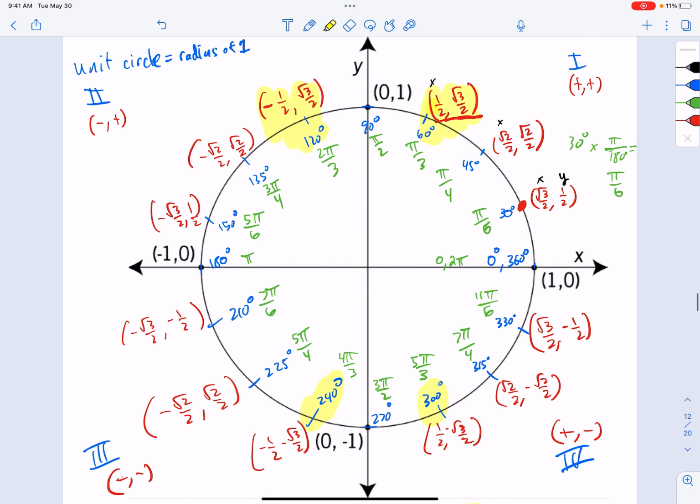So we'll see this shortly, but if it said, what is cosine of 30 degrees? Well, we're going to look right here. Cosine of 30 degrees, cosine is just the x coordinate. So cosine of 30 is root 3 over 2. If it said sine of, let's say, pi over 6, pi over 6 is right here. The sine value is just the y coordinate of that angle, so 1/2.